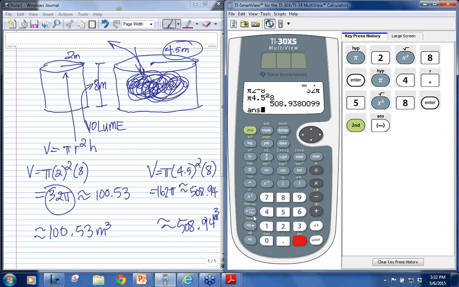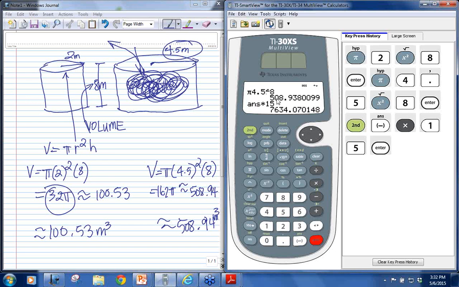And then we can multiply it, let's just say, by $15. And then now you're able to. So see, what it did was take the 508, which was your answer from previously, and instead of entering all of these digits into the calculator again and multiplying it by 15, you can recall that answer and multiply it by 15.